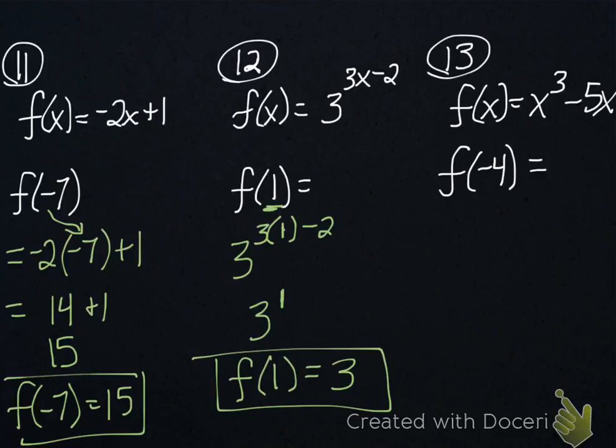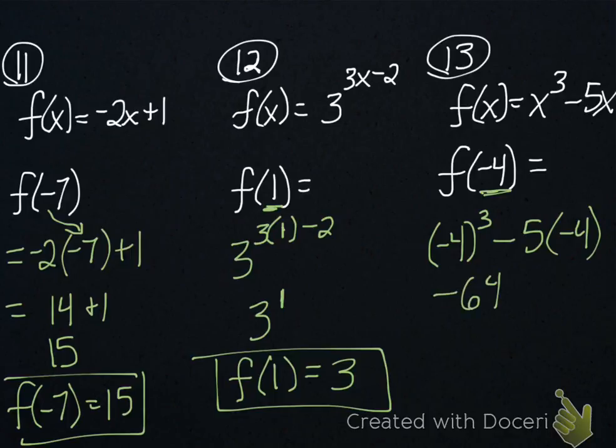Number 13. What am I plugging in? Negative 4. Okay, so I have negative 4 cubed minus 5 times negative 4. Well, what's negative 4 cubed? That's going to be negative 64. Negative 5 times negative 4 is positive 20. Negative 64 plus 20 is negative 24. So the f of negative 4 equals negative 24.